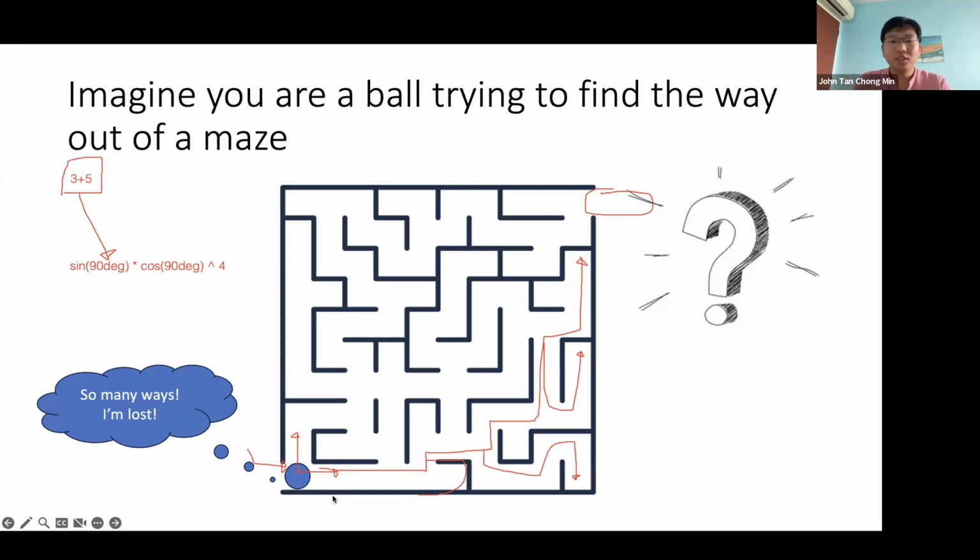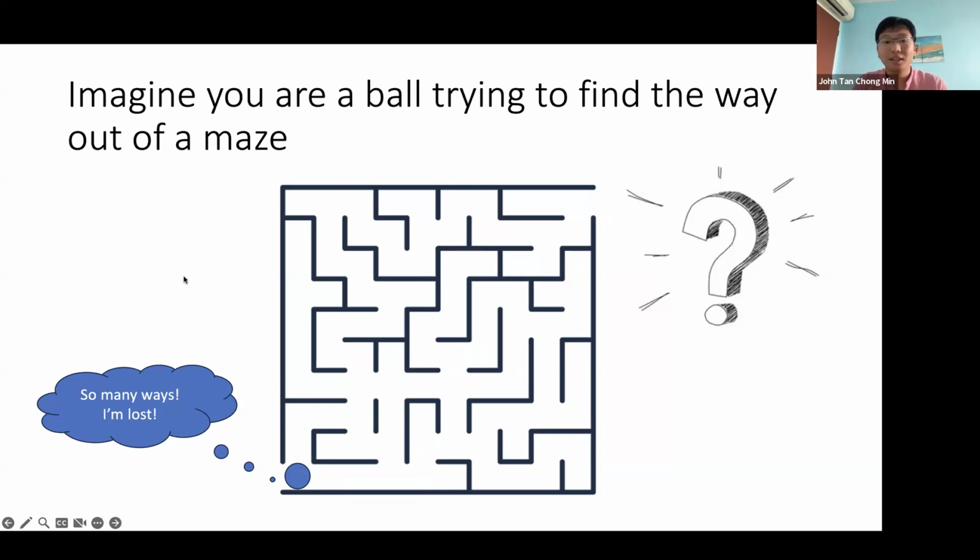So essentially, this is not a good solution, right? This is not a good way to train this ball. You can't just dump it in a maze that is so difficult and ask it to find the solution just like that. It's almost impossible to find it.